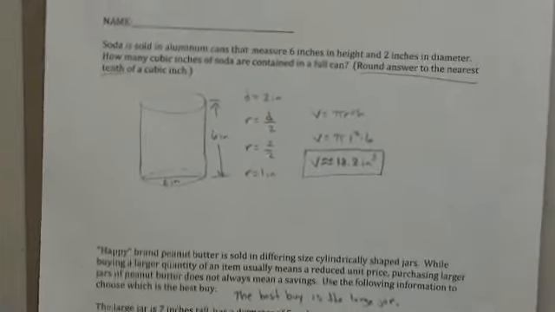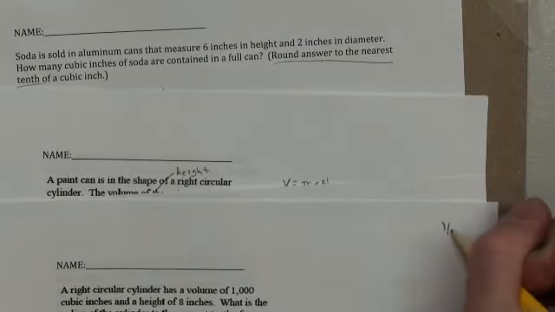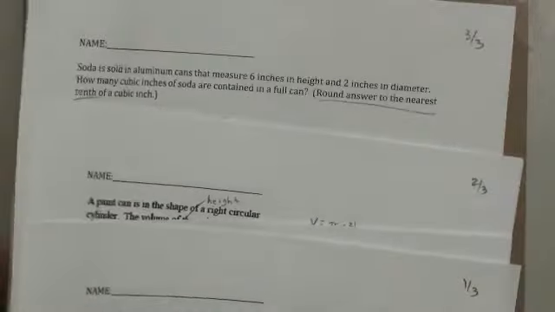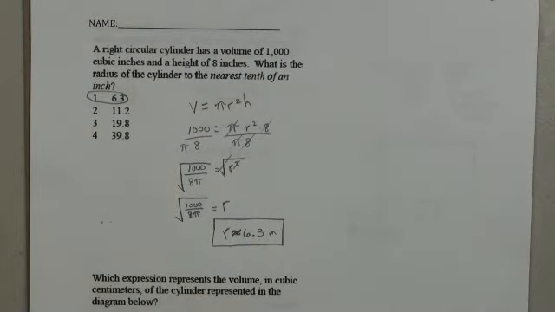So that is the end of that. Now we just have to put our page numbers. There's 3 pages, right? So we have to put 1 out of 3, 2 out of 3, 3 out of 3. And that is the end of the lesson on cylinders.